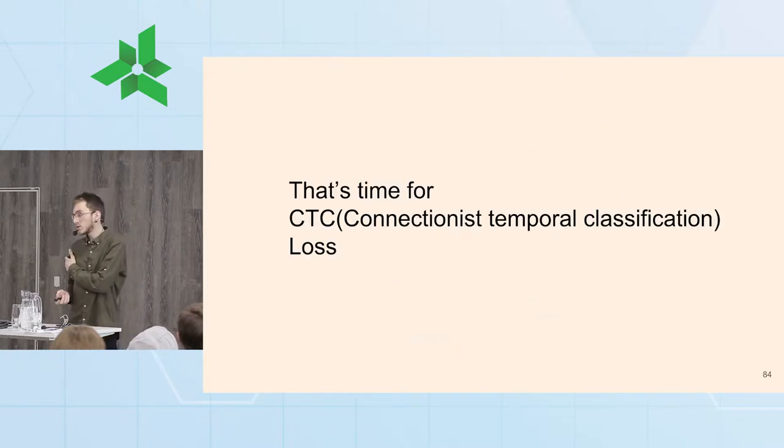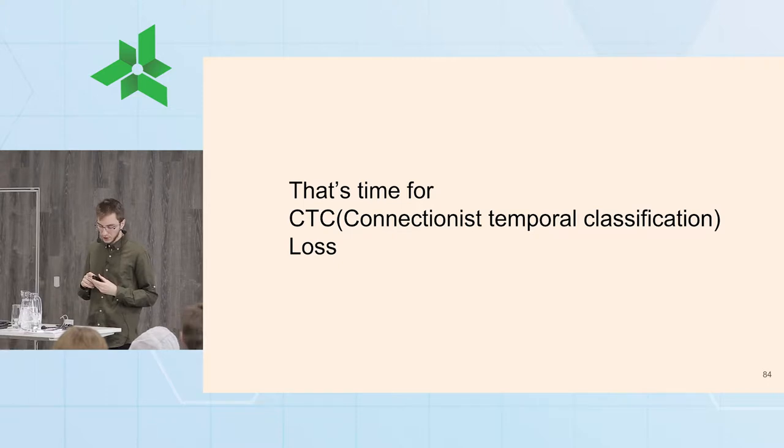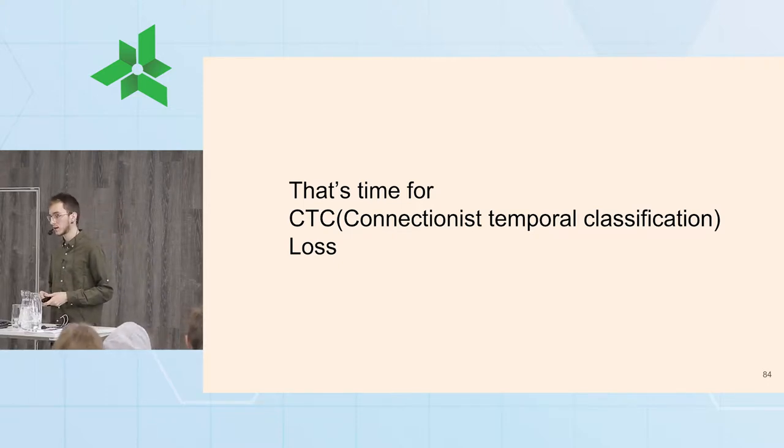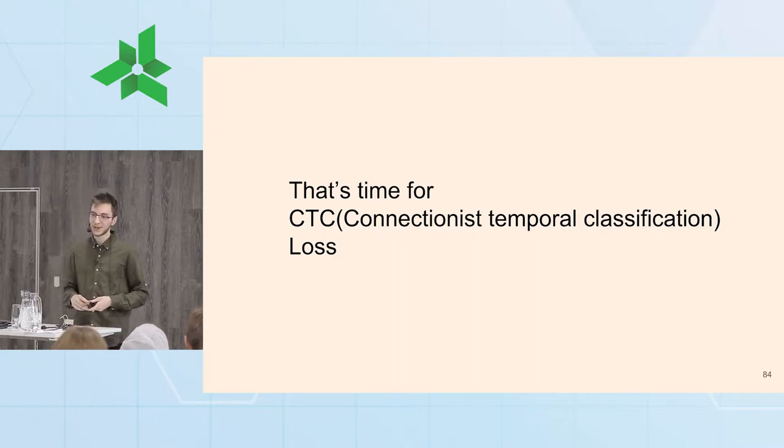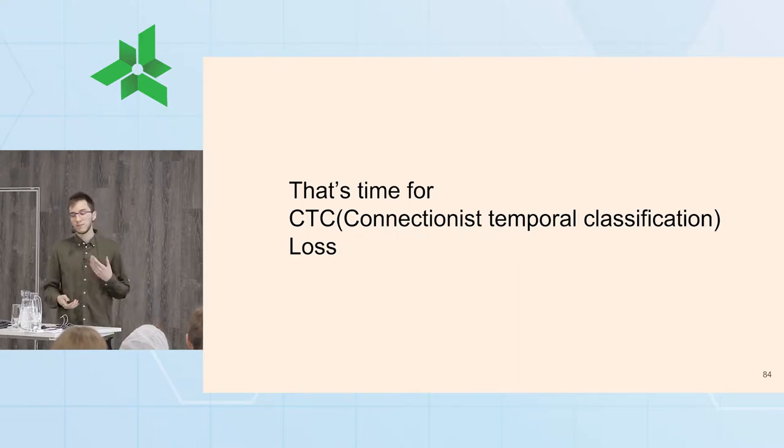But what we're going to do is use something called CTC, connectionist temporal classification loss. As Ollis already said, neural networks are mostly about losses and not only about architectures. Because if we have a good loss function, the function that trains our neural network, we are going to have better results.